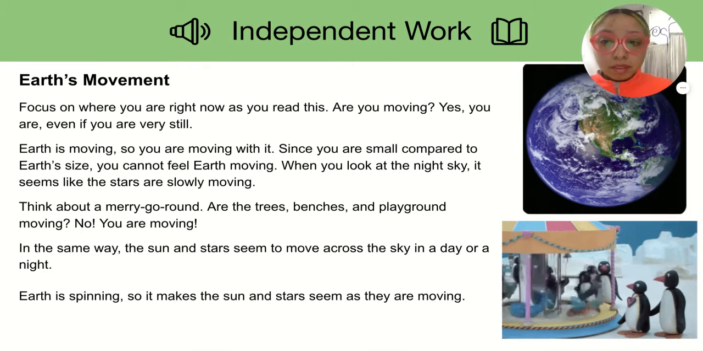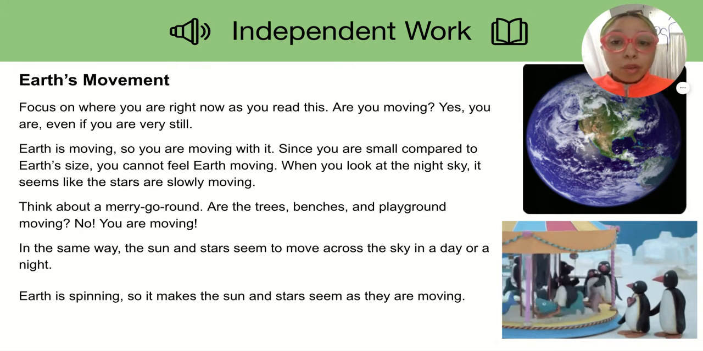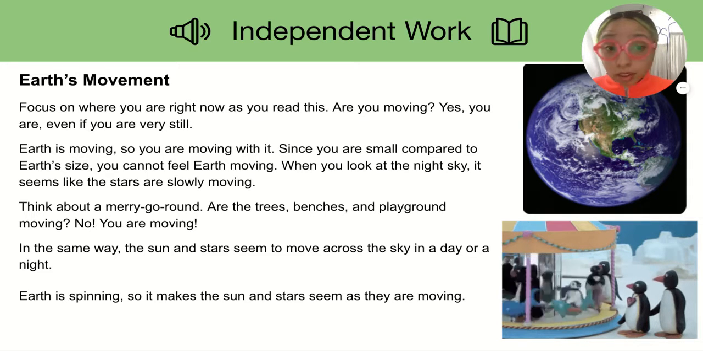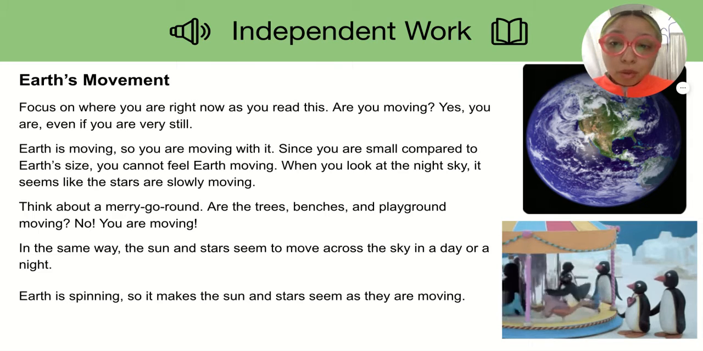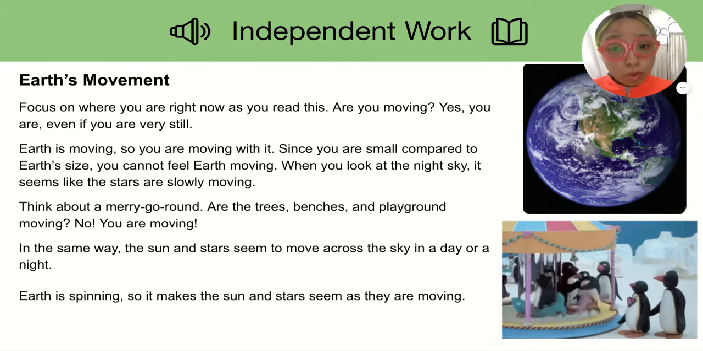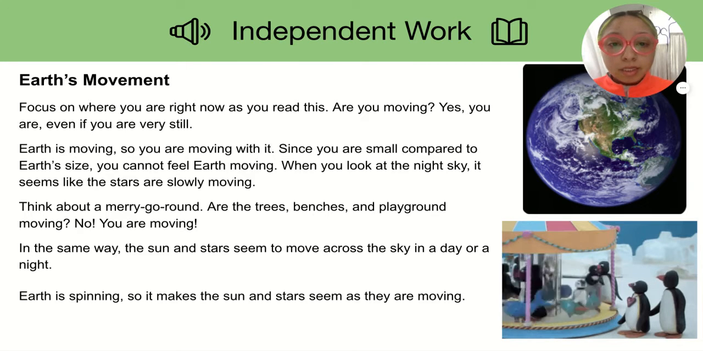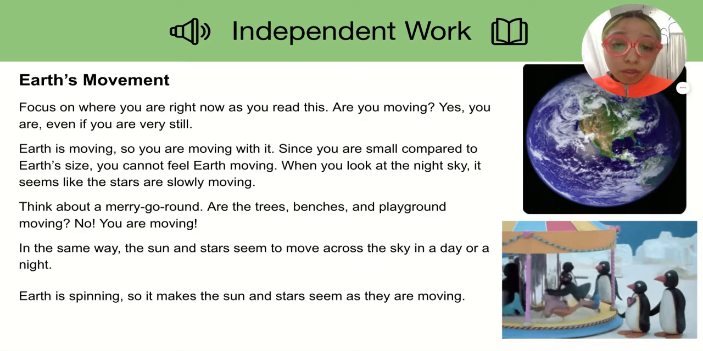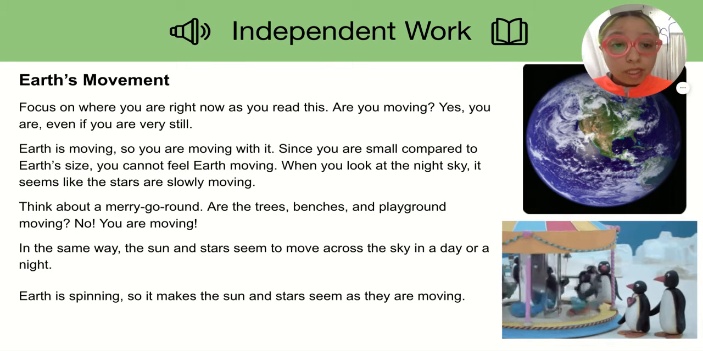Earth's movement. Focus on where you are right now as you read this. Are you moving? Yes, you are. Even if you are very still, Earth is moving, so you are moving with it. Since you are so small compared to Earth's size, you cannot feel Earth moving. When you look at the night sky, it seems like the stars are slowly moving.